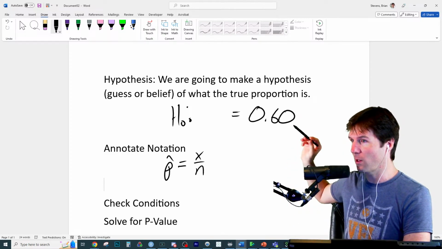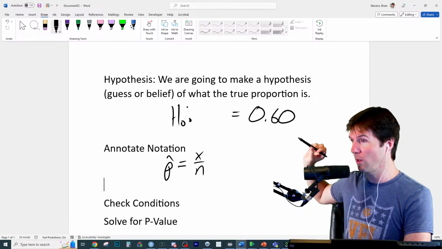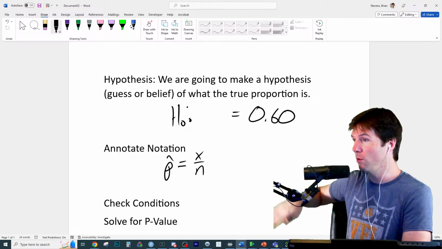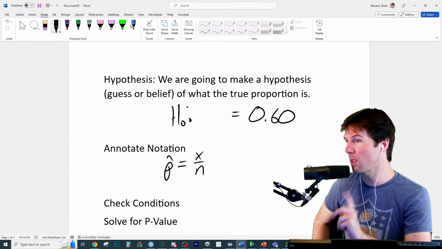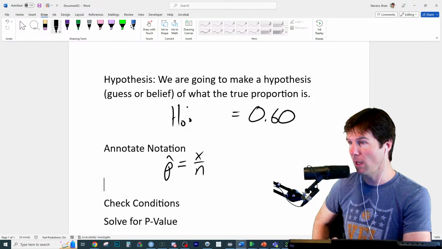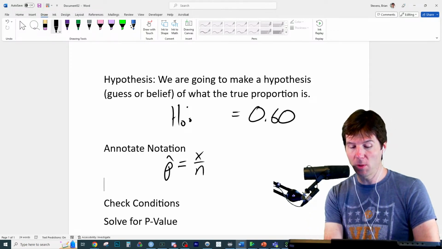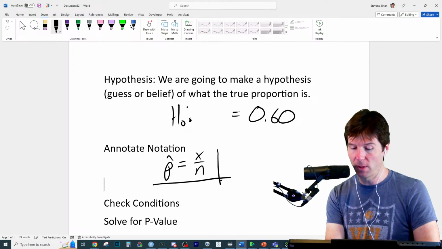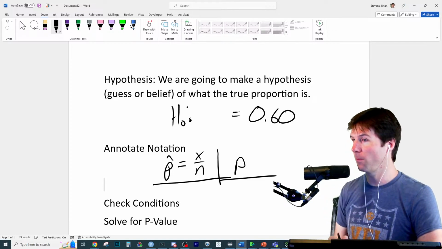So let me ask this, yes or no. Is this the truth for the proportion of people who like pepperoni? Is that the true proportion? You just came up with it, right? You're like, 60%, that's what I guess. It's not the truth. So it's not going to be p hat because it didn't come from a sample, and it's not going to be p. P is the true proportion.